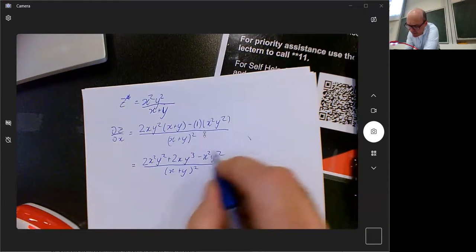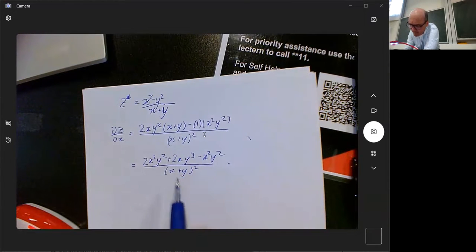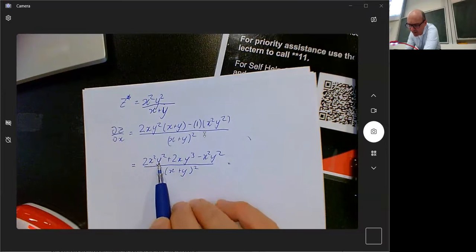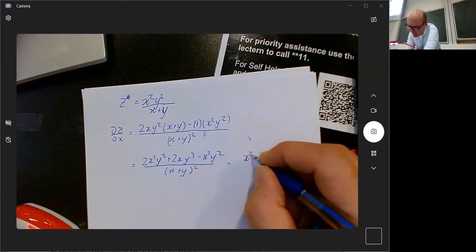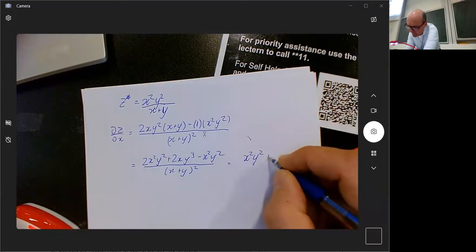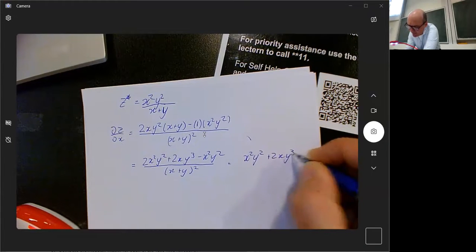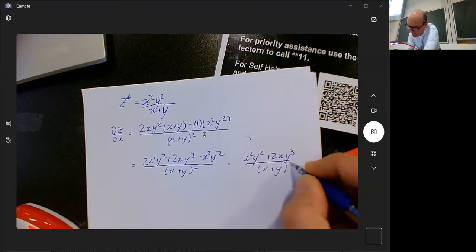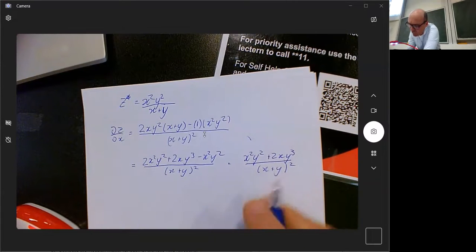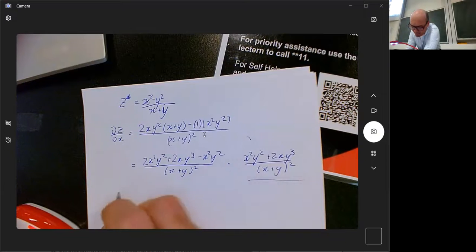And this one is the same as this one. So this is that thing I was talking about earlier about putting them in order. I've got an x squared y squared, I've got an x squared y squared. I can write that as x squared y squared plus 2xy cubed over x plus y squared. Woohoo! That looks like a nice expression.